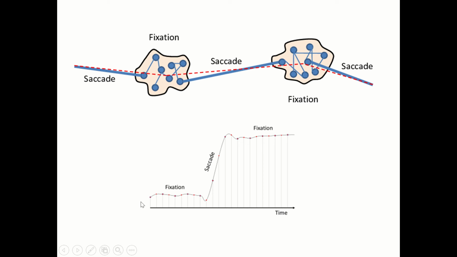So this is just a graph of a very similar thing. You have a bunch of gaze points in a similar area, and then you have this jump, which you call a saccade, to a new set of fixation points.